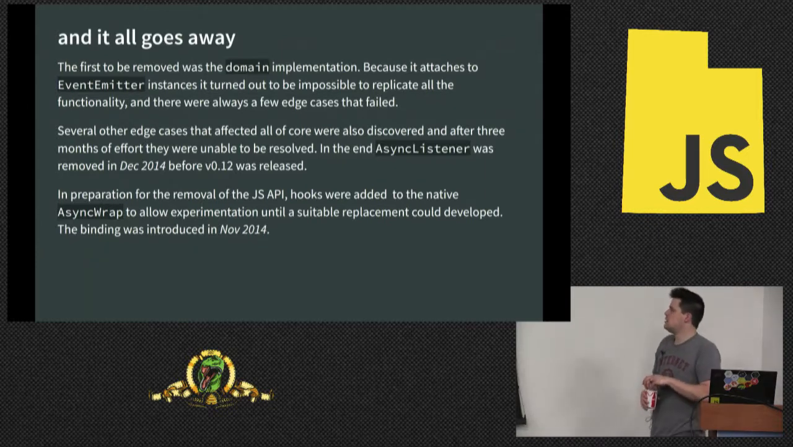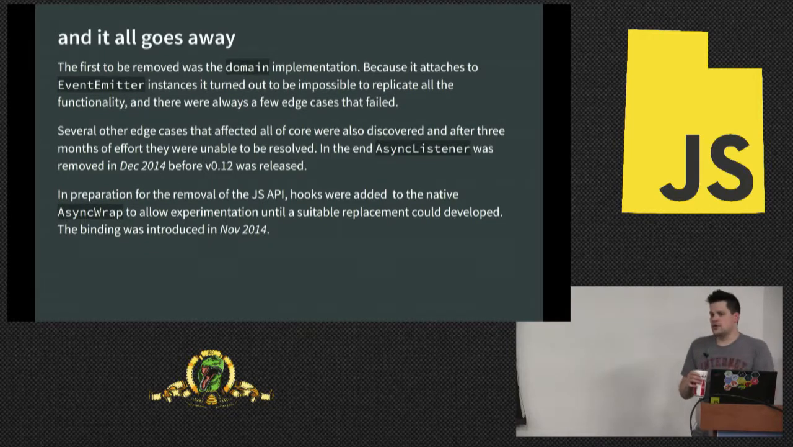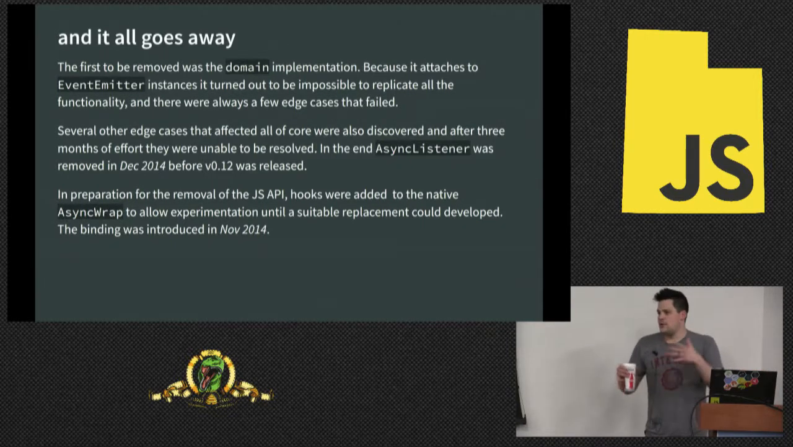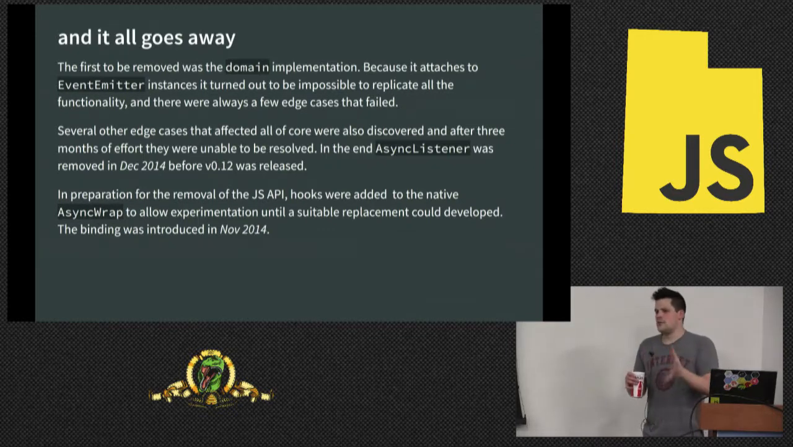And so prior to that, in November, about a month before it got removed, I created an API that hooked directly into the native API as a set of hooks, so developers could play with it and try and come up with a better JavaScript API. And that way we could also tune the C++ API so that it would become more flexible.